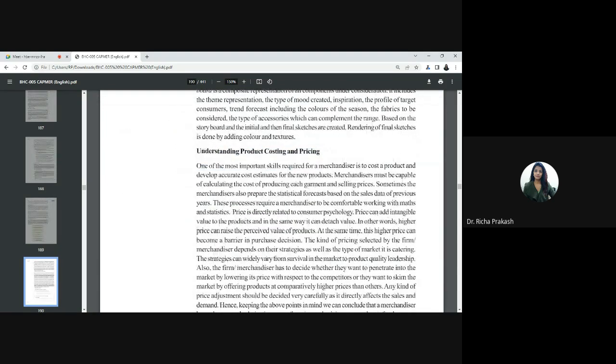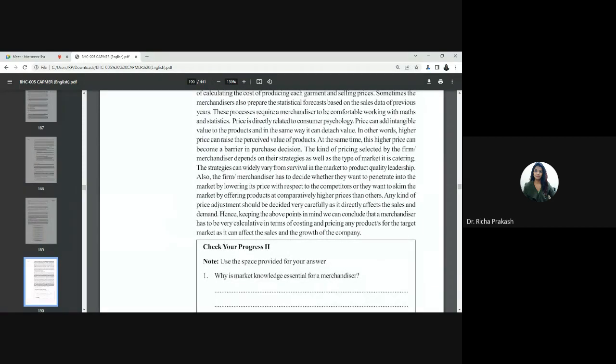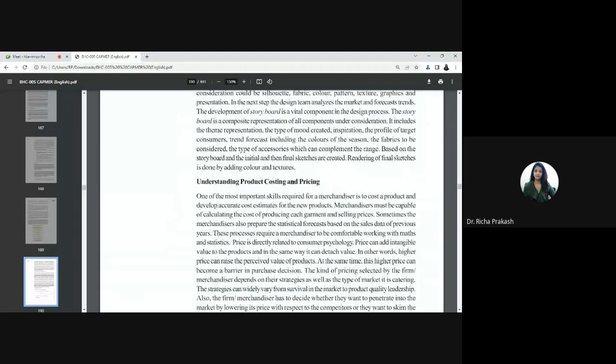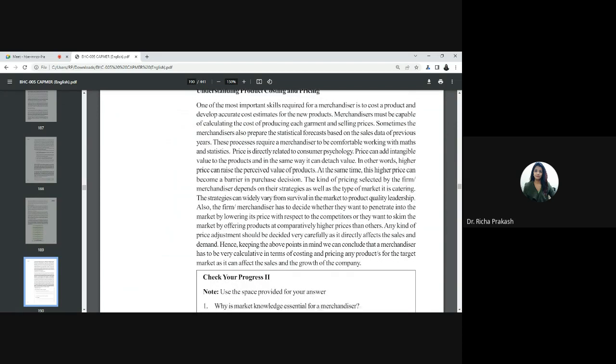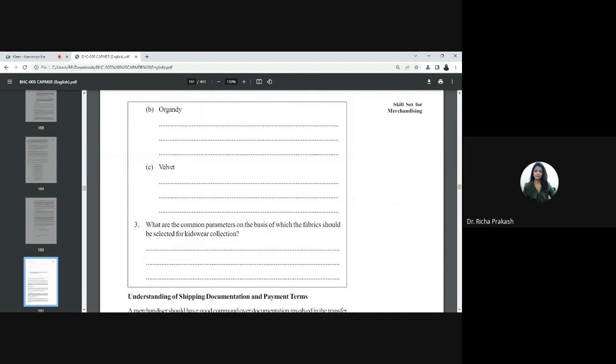Understanding product costing, of course, the merchandiser has to know how to do the costing, how to do the pricing. Now you will include the labor, you will include the fabric charges, the raw material charges of all the accessories and everything, and suddenly you forget to add the time and labor and profit, तो आप तो लॉस में जाओगे फिर. So these are the things that the merchandiser has to know, what are the things that have to be added on top of the raw material charges.